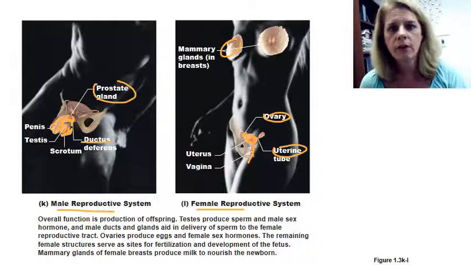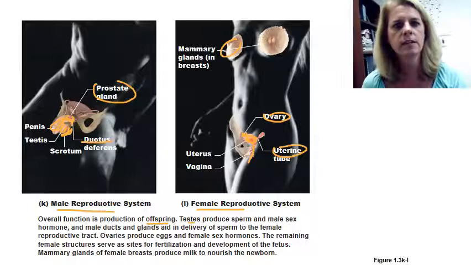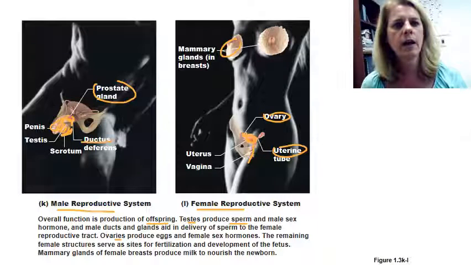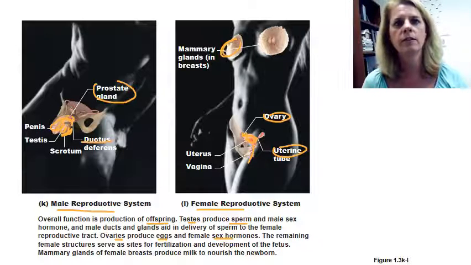The main function of the reproductive system is to have offspring. The testes make the sperm and the male sex hormone testosterone, and in the female, the ovaries make the eggs, and they make the female sex hormones like estrogen and progesterone. All right, and then we have the mammary glands to nourish the baby once it's born.